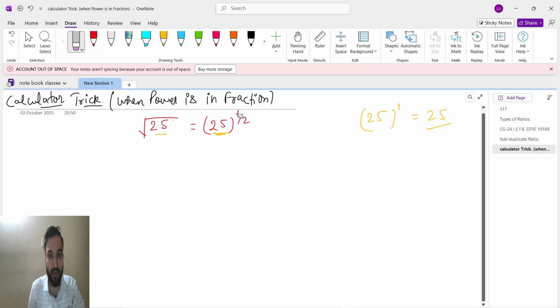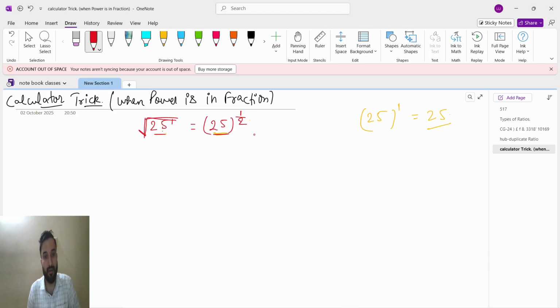So whatever number is given, we will write the number as it is. So 25 is given, we'll write the number 25. Then in the power, numerator and denominator. For the numerator, we will see the power of this number. That is 1, so that power will be written in the numerator, divided by the root, that is the square root. Square root means this 2. Like this we have to write.